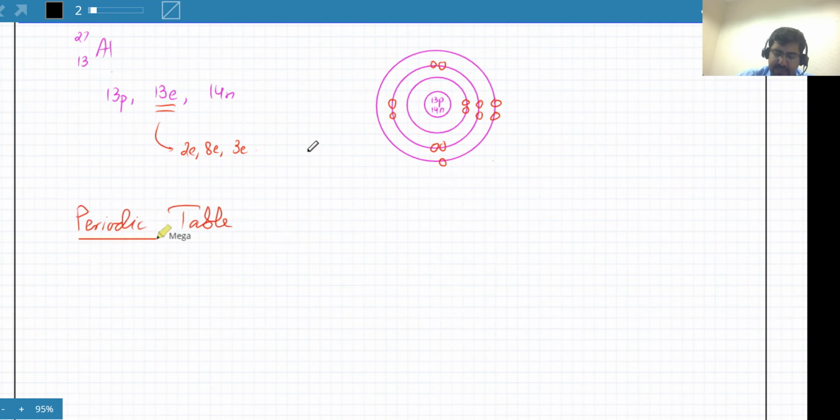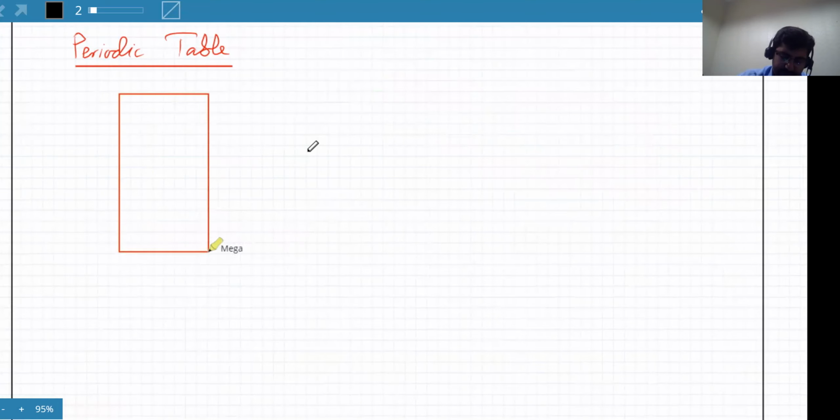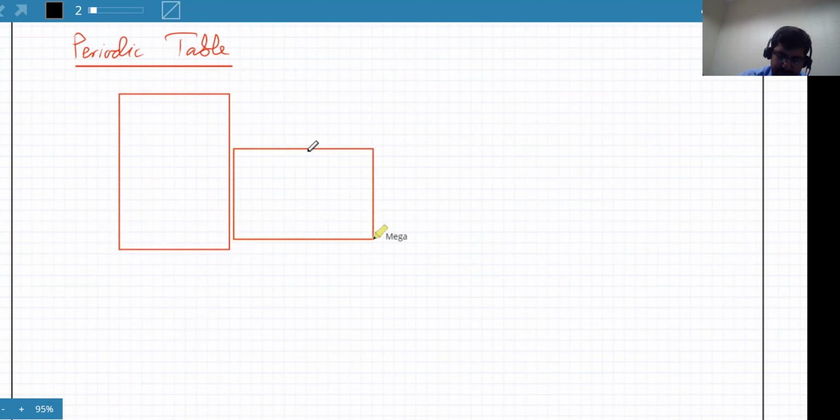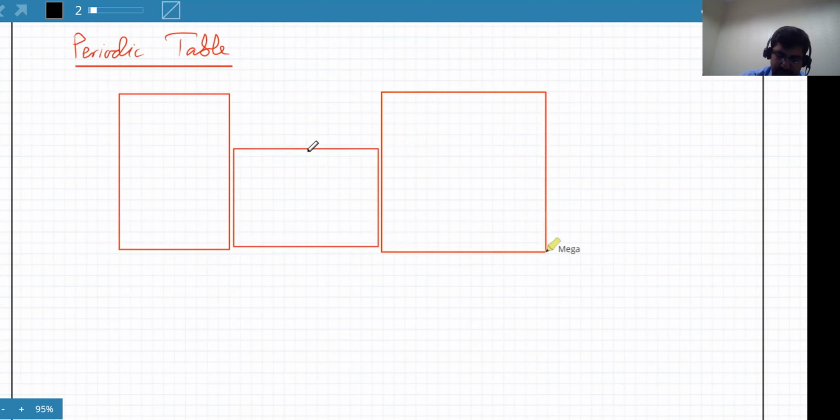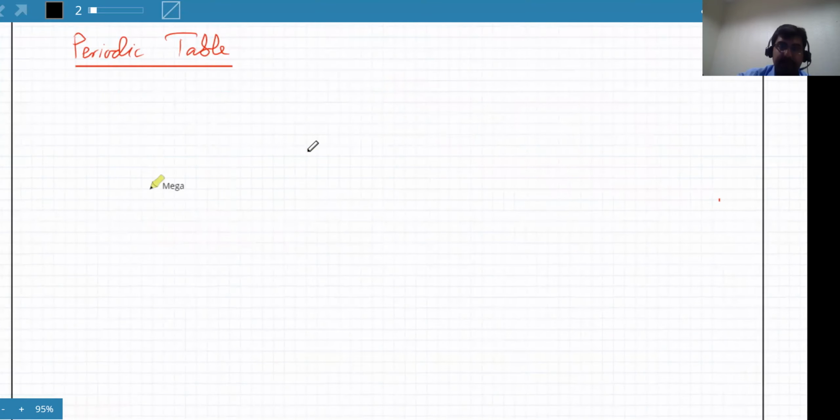So I'm going to quickly give you a brief introduction of how elements are arranged in a periodic table. So elements are arranged in groups and periods. So there's this. But let me take a snapshot. I'm just going to post this over here. One second.